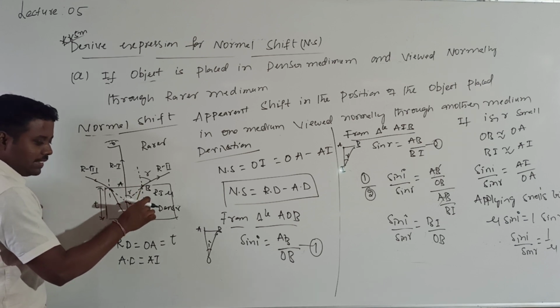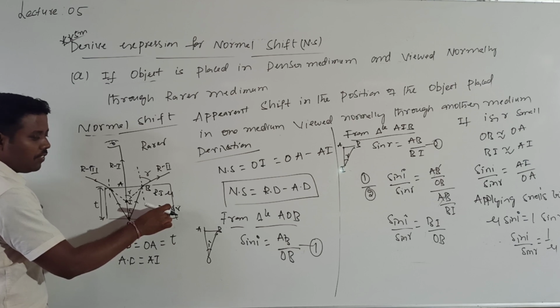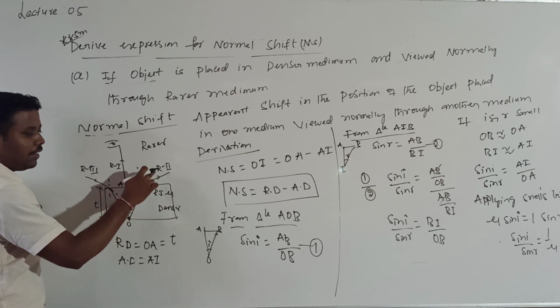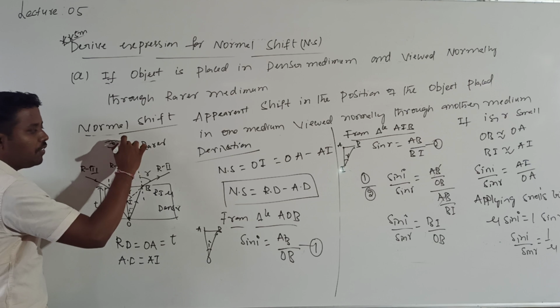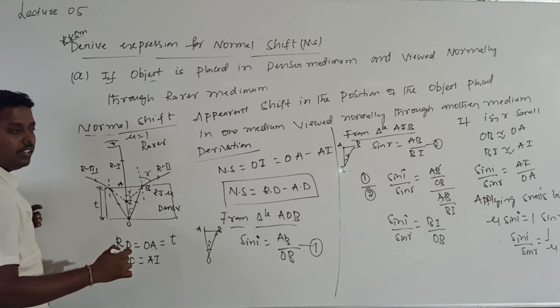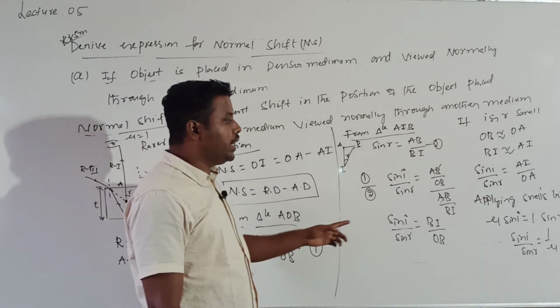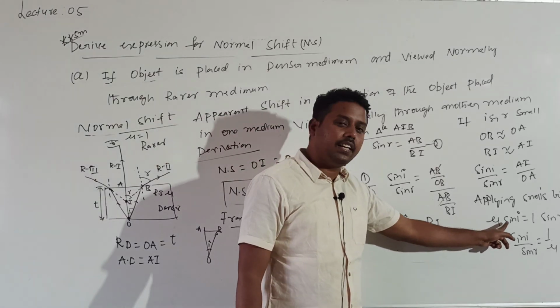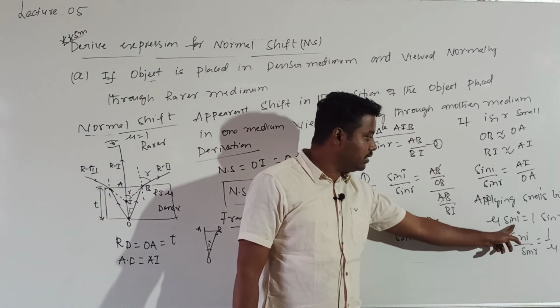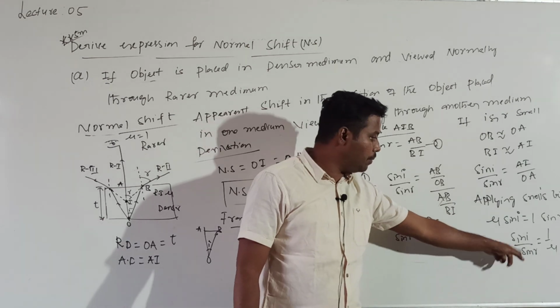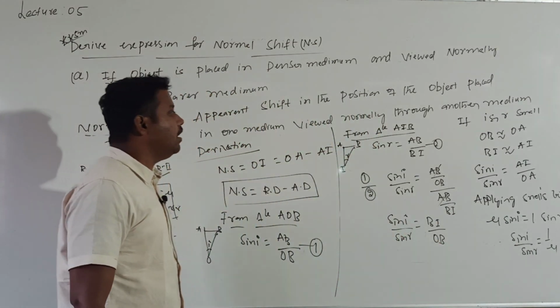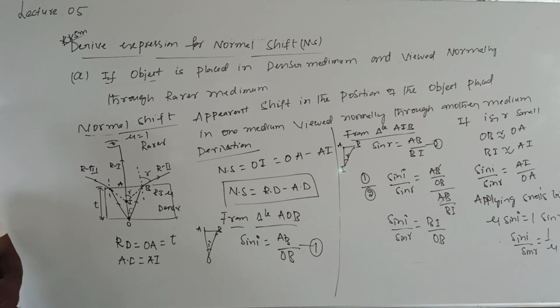So the incident ray was there in the denser medium of refractive index mu, and the refracted ray was there in the rarer medium of refractive index 1. Then what can I write? Mu into sin i, the refractive index and sin of the angle of incidence, is equal to 1 into sin r. From this, sin i by sin r is equal to 1 by mu. Till now understood?